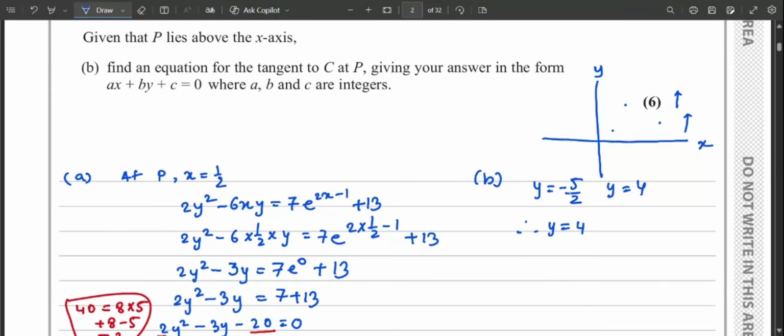Y equals minus 5 by 2 cannot be the possible y-coordinate of P because it is negative. So we can write y equals 4 is the y-coordinate of P. So we can now write that the coordinates of P are half and 4.